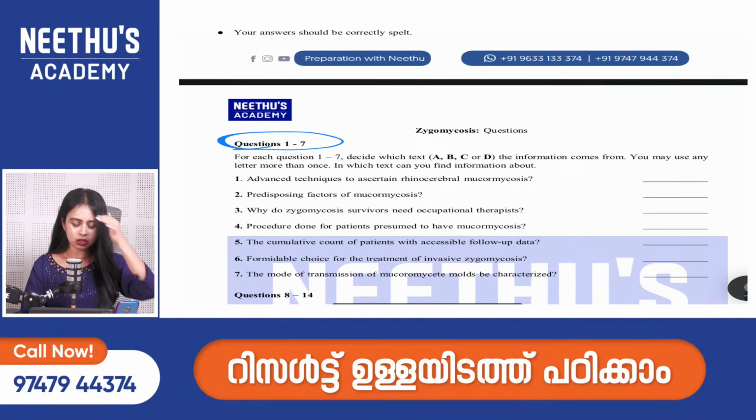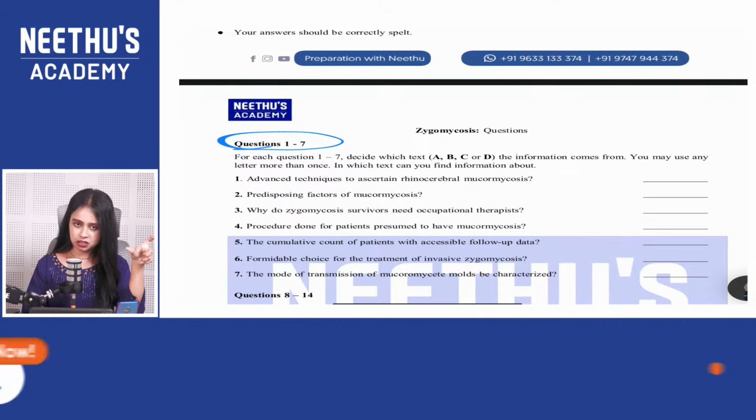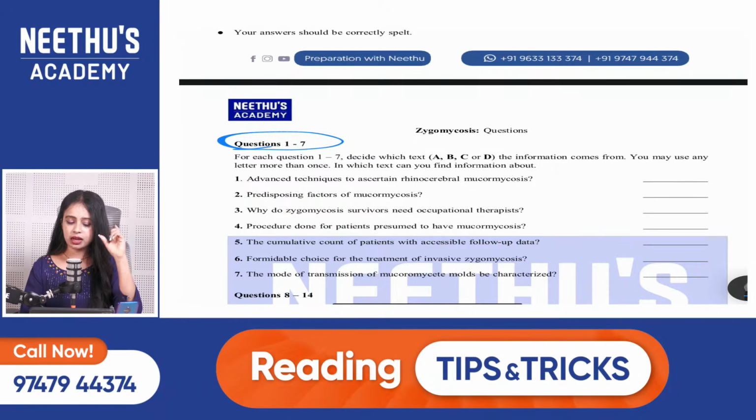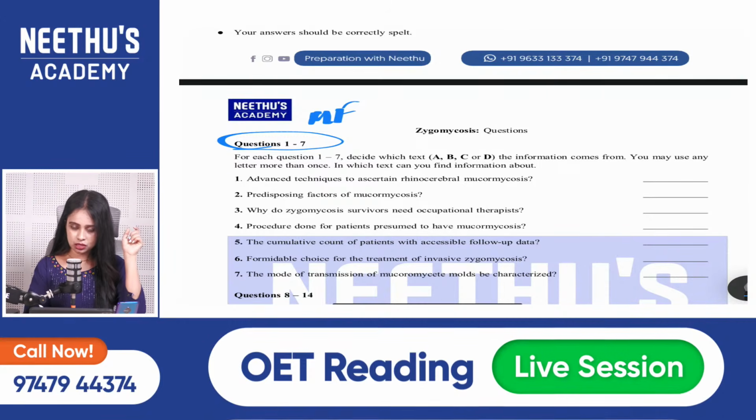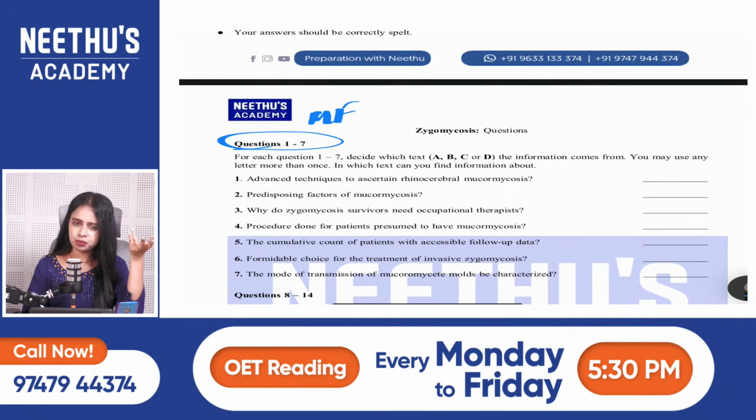Yes, ഒന്ന് കമൻറ്റ് ചെയ്തേ. 1 to 7 set of questions എല്ലാവരും ഒന്ന് കമൻറ്റ് ചെയ്തേ. What is 1 to 7 set of questions called? Then 8 to 14 as well as 15 to 20. എന്താ പറയുക? 1 to 7 set of questions can be called match the following questions. So what is match the following questions?